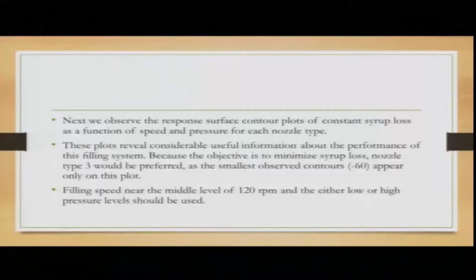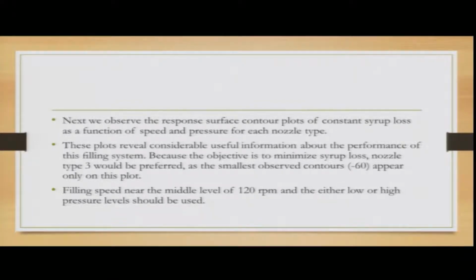So, these contour plots reveal considerable useful information about the performance of this filling system. Because the objective is to minimize syrup loss, nozzle type 3 would be preferred. There were basically 3 levels, 1, 2, 3, pressure was at 3 levels, could be general, and then speed could be at 3 levels and so on and so forth. That is why it was 3 to the power k.